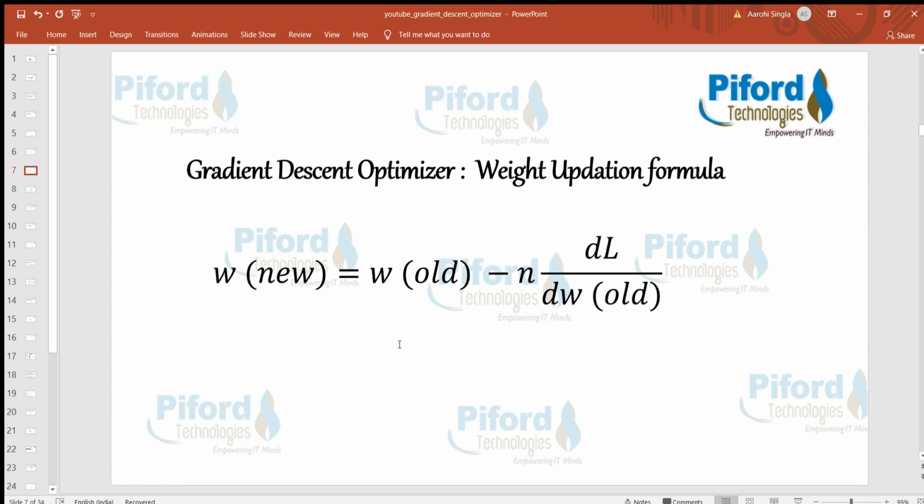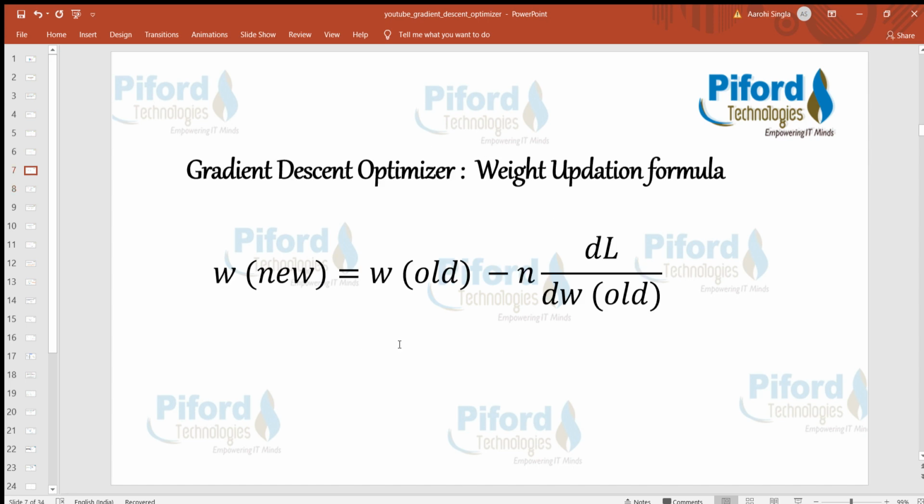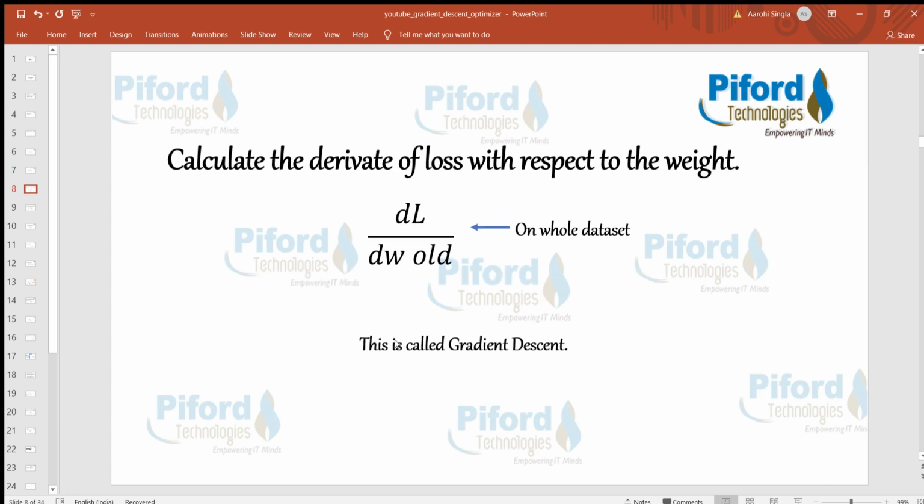Right now I'm just discussing the formula. In some time I'll explain all these terms in more detail. So, clear about gradient descent? One thing you need to remember is that gradient descent will calculate this derivative of loss with respect to the weight on the basis of your whole data set. It will consider all the data points of your data set.